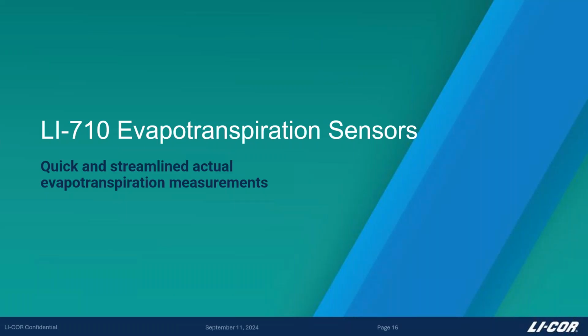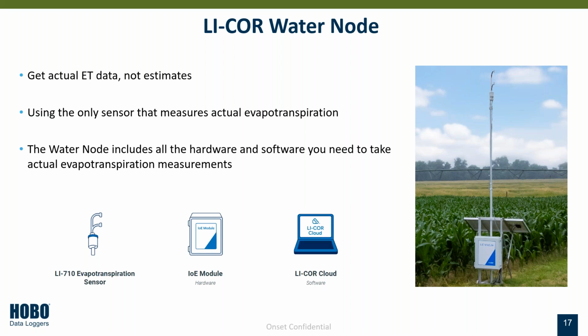So I did mention in the beginning, we are a part of LI-COR now. We are a division of LI-COR. So we did want to just touch on LI-COR. One of their sensors really fits in well with what we're talking about here today, and that is their 710 evapotranspiration sensor. I think some of you have heard of them. I actually know that some of you on the line have worked with these. It's called the LI-710, and also the LI-COR Water Node.